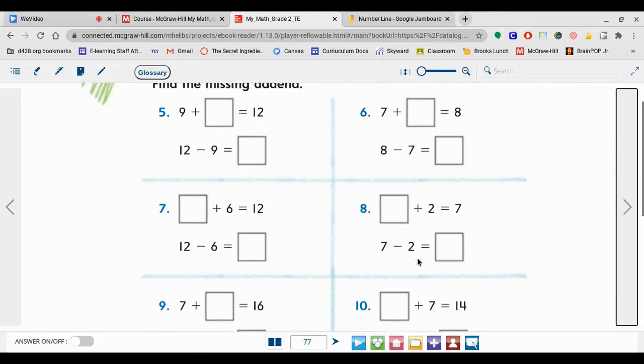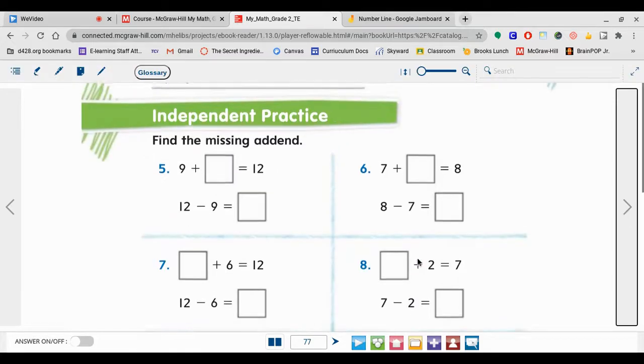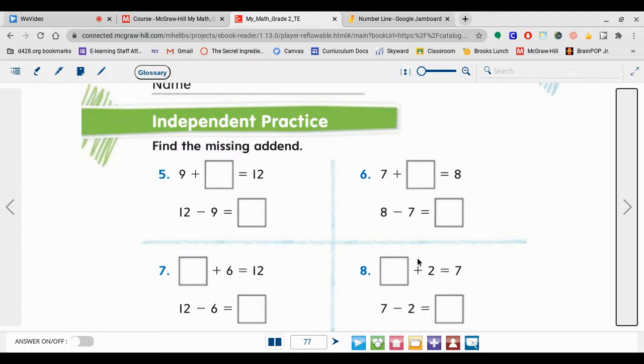So we're on page 77 now. All right, 77. And you can do the same steps that we were just doing. Even though there's no dominoes drawn here, we can still use the same method. I'm going to show you that with number 5, and then I'm going to have you practice some on your own. So for number 5, it says 9 plus something equals 12.